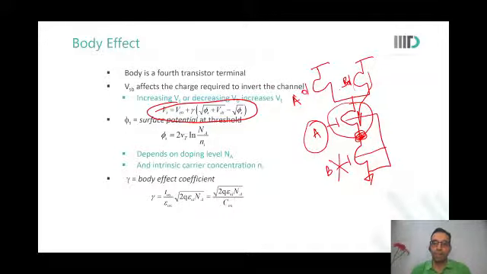Sir, could you please say what is stack effect again, sir? I got disconnected, sir. Sorry.